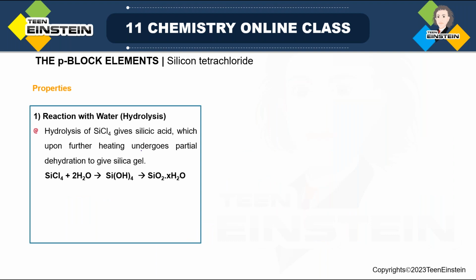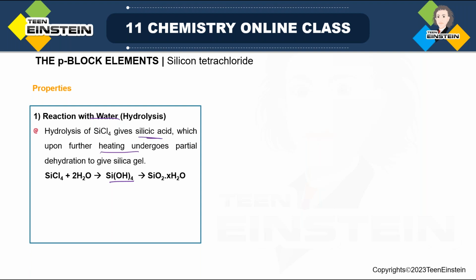Properties. Some chemical reactions we will see here. How it reacts with water, which is hydrolysis. Just like SiF4 hydrolysis, where all the fluorine atoms are replaced by OH groups, here also all the Cl are replaced by OH. So you get Si(OH)4, which is silicic acid.